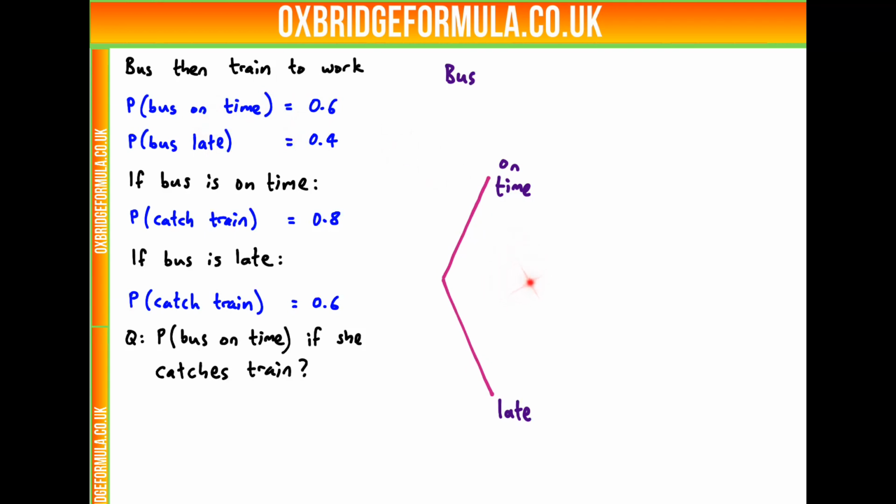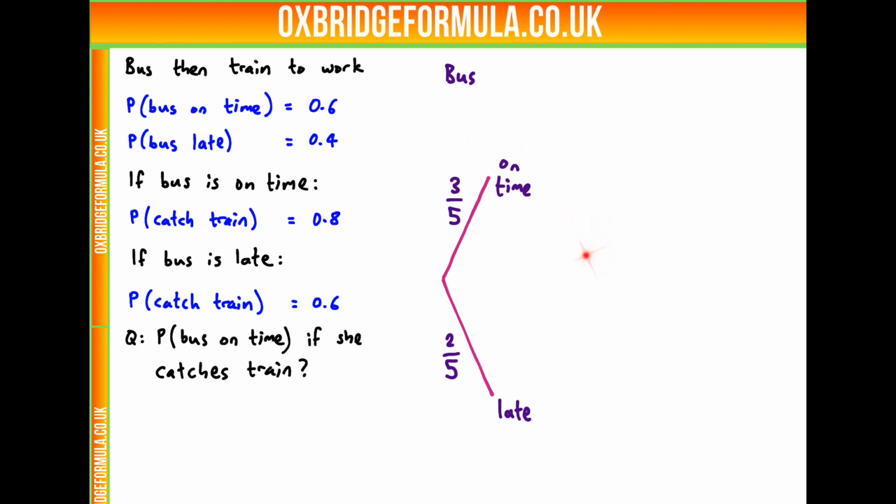But the answers are given in fractions, and so maybe it would be a good idea to start with the fractions on this tree. So 0.6 is the same as 3/5. And then the probability that the bus was late is 0.4, which is 2/5.